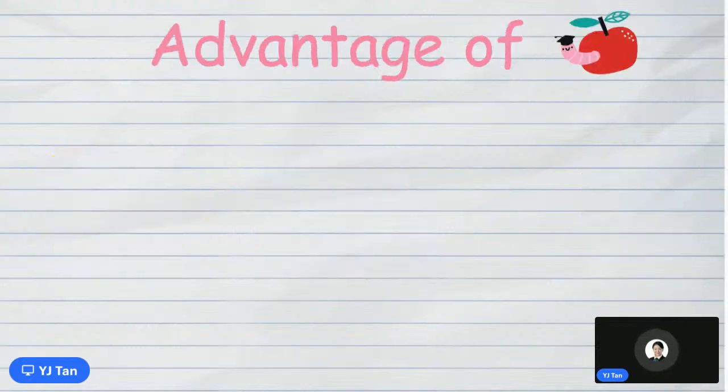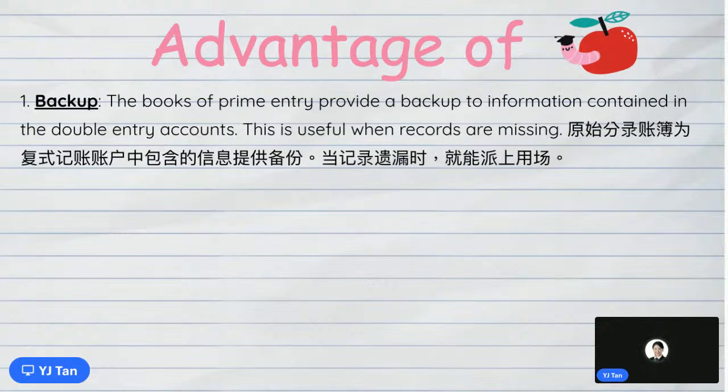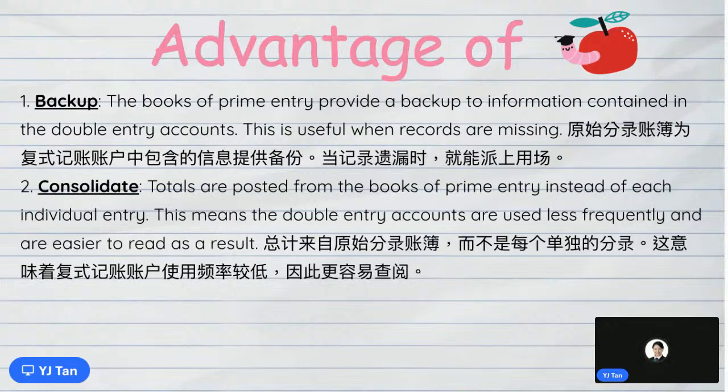All right, now let's have a look at the advantage of the book of prime entry. The first advantage we are looking at: the book of prime entry provides a backup to the information contained in the double entry account. This is useful when records are missing. So I put a title as backup. This is the first advantage.